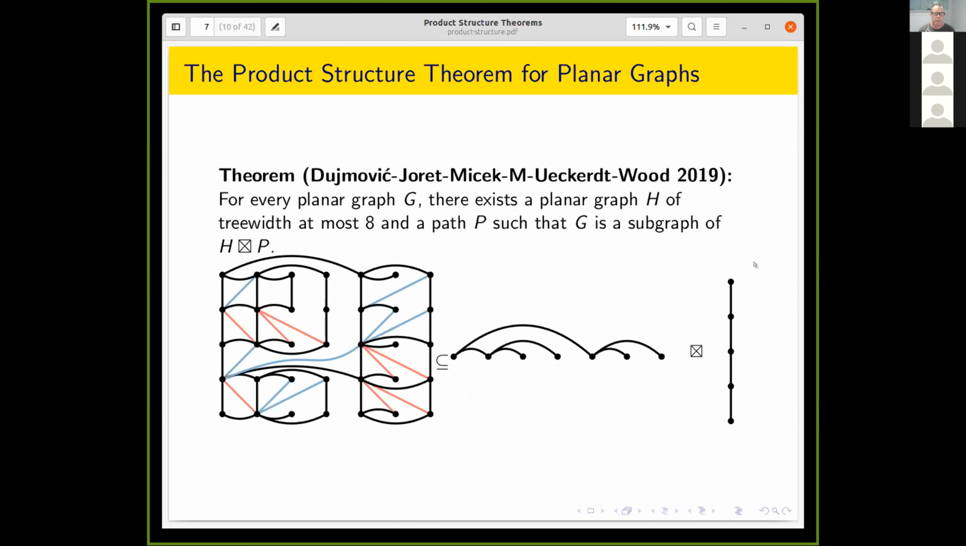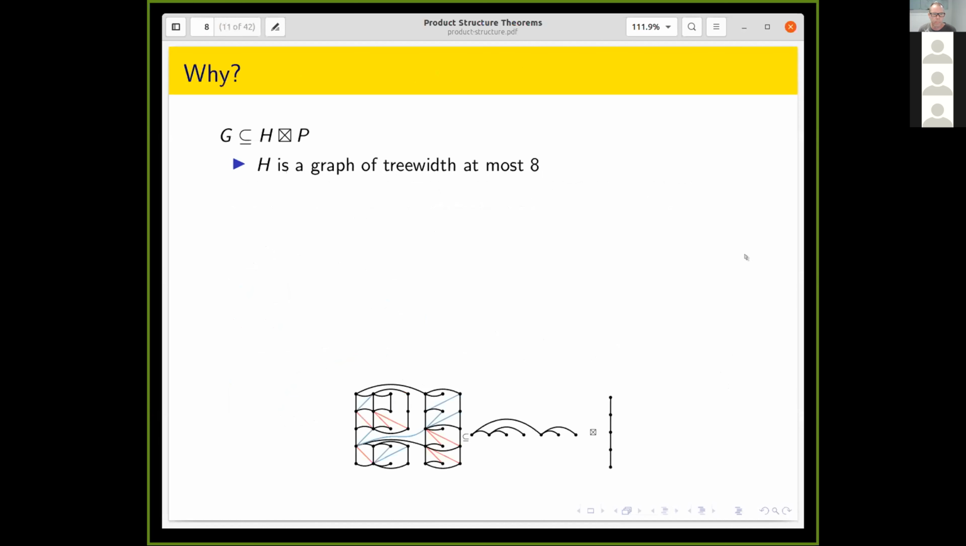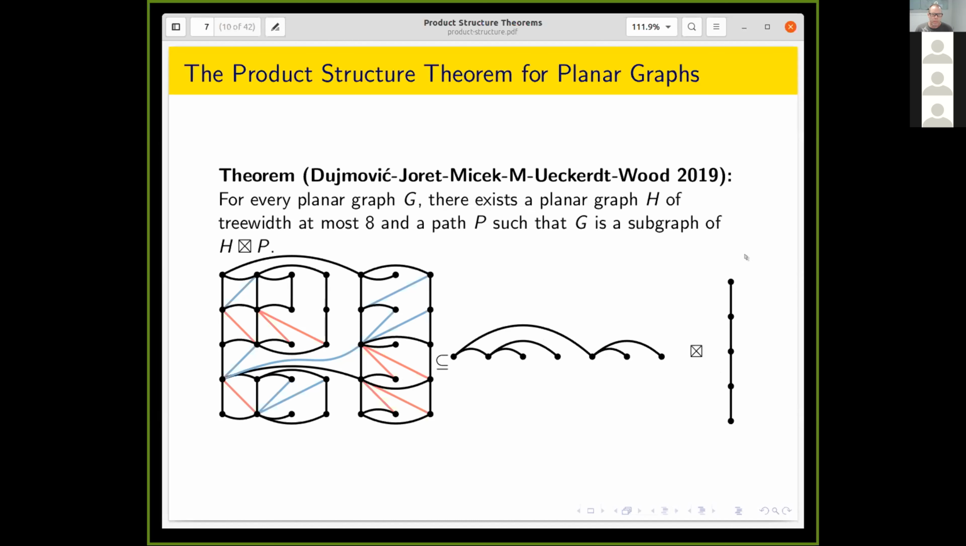So the theorem more formally is that for every planar graph G, there exists a planar graph H of tree width at most 8, and a path P, such that G is a subgraph of H times that path. The multiplication there is the strong product. And you've seen this example: this planar graph is actually a subgraph of these two very simple things, a tree and a path. All right, good to know, but the question is, why do we care?